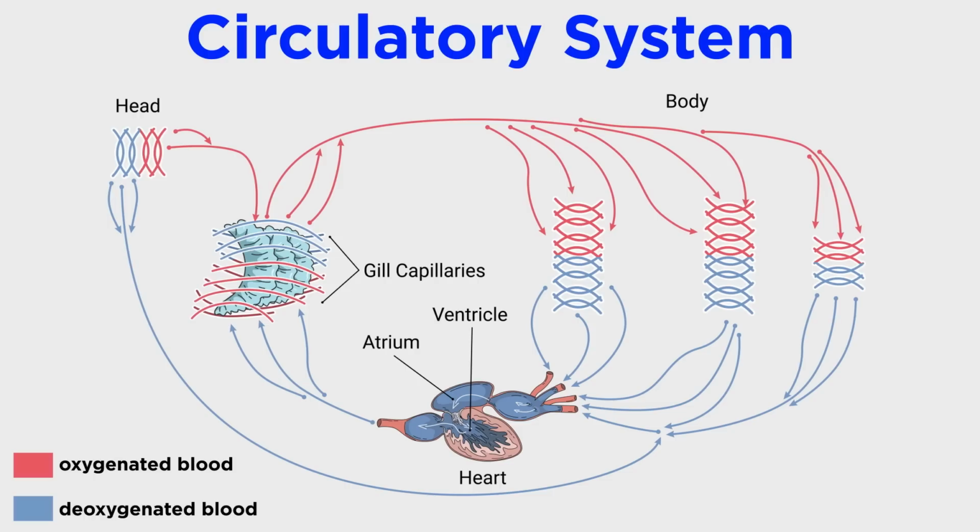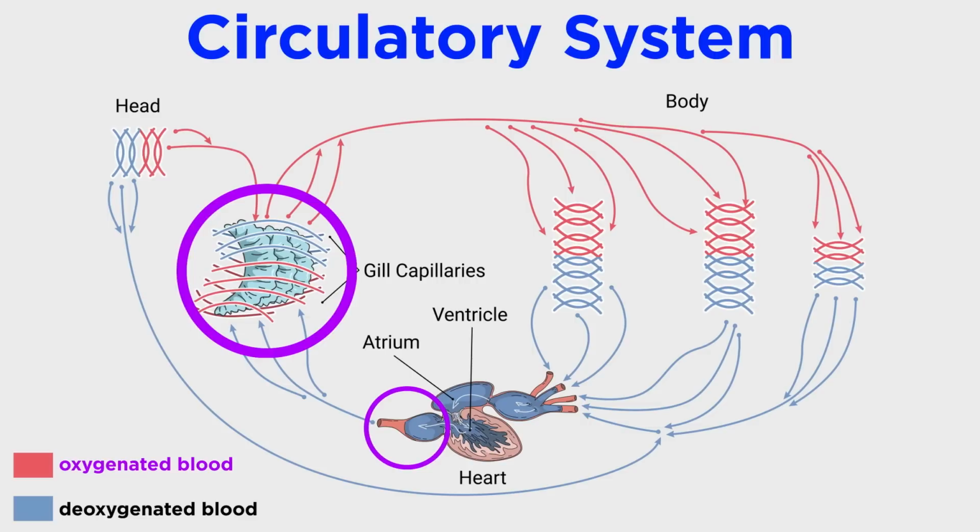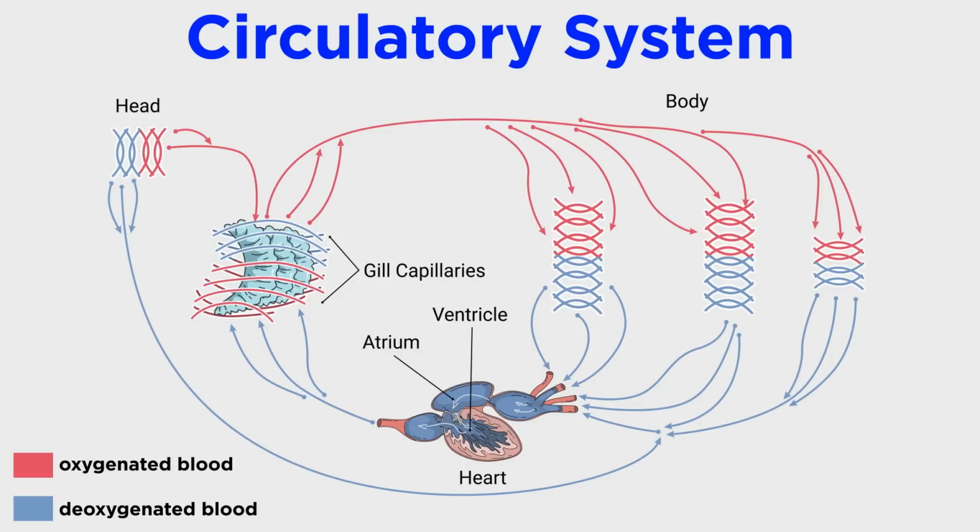The bony fish circulatory system is often comprised of a two-chambered heart with one atrium and one ventricle. The atrium receives deoxygenated blood from the body, and the ventricle pumps the blood to the gills where it becomes oxygenated. From there, the oxygenated blood is distributed throughout the body. The blood flow is unidirectional, meaning that blood flows in one direction through the heart and through the vessels.